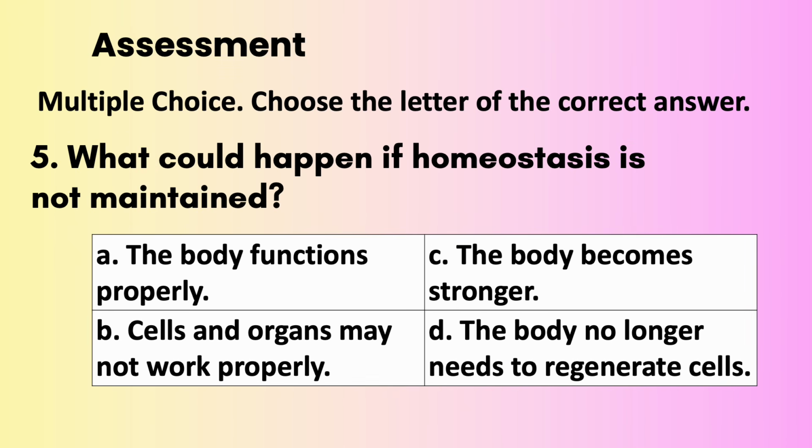For our final question, what could happen if homeostasis is not maintained? Think about what we have learned from body temperature, glucose level, and blood pressure. If the body cannot maintain its internal balance, proper body functioning can be affected. Correct! The answer is letter B. Cells and organs may not work properly.